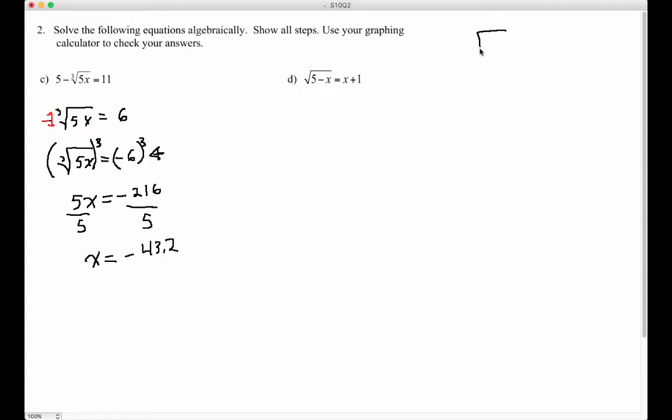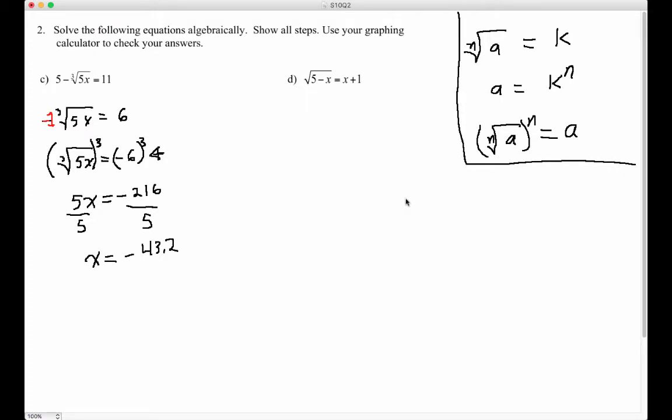So just a quick little backup here to go a little deeper into this step. If I have the nth root of a is equal to k, then provided that that nth root of a was defined in the first place, in other words, that this expression makes sense, then we know that a will be equal to k raised to the nth power. In other words, if you take the nth root of a and raise that to the nth power, that simply comes out to be equal to a. So that's really the only fundamental tool you need to solve these algebraically: to get that radical off of whatever you're looking for, you simply have to raise both sides to the nth power.